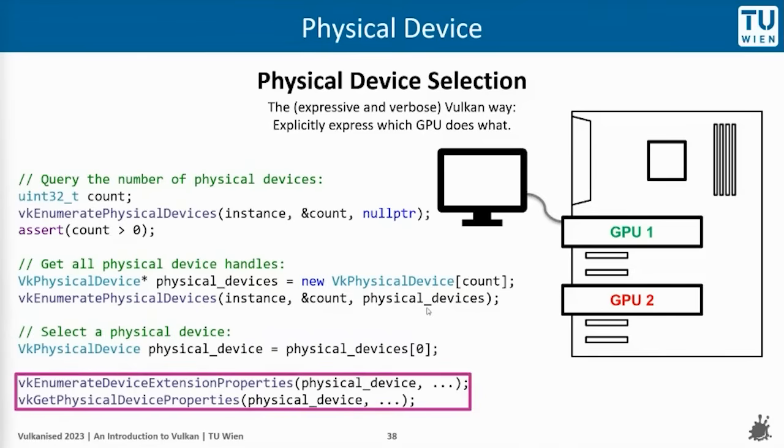There are further helpful methods. So if you would like to select the physical device based on its capabilities. For example, one GPU might be capable of doing ray tracing while the other might not be. For example, if you have two GPUs in your laptop, that might be the case. So you can use those methods to query the features that a physical device supports.